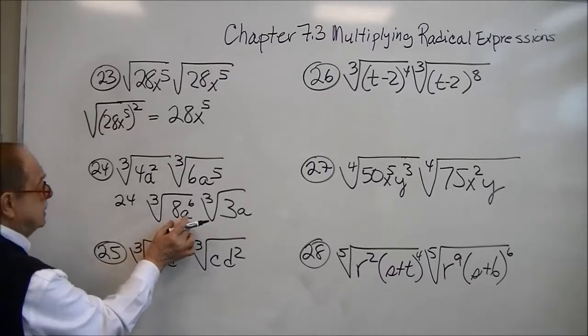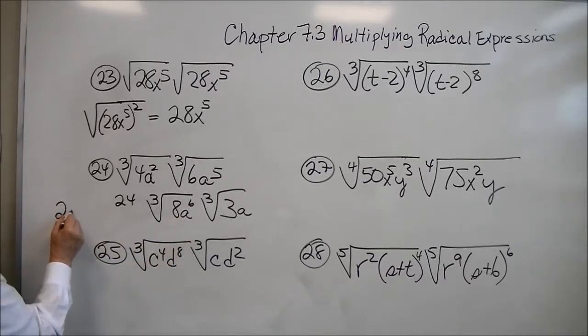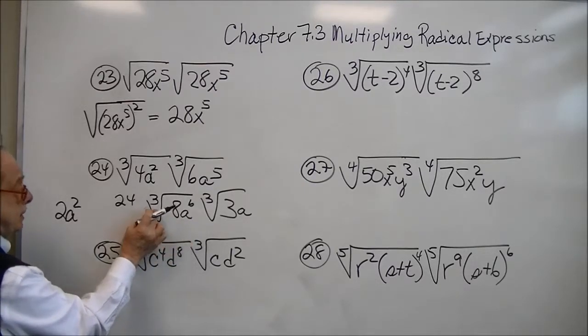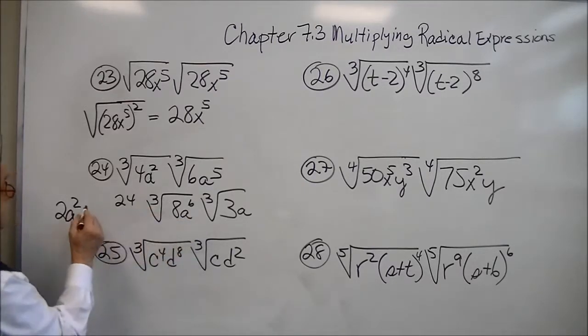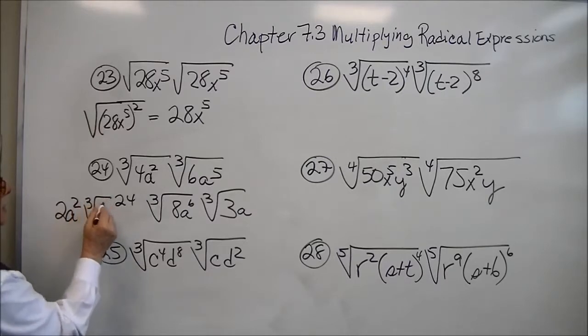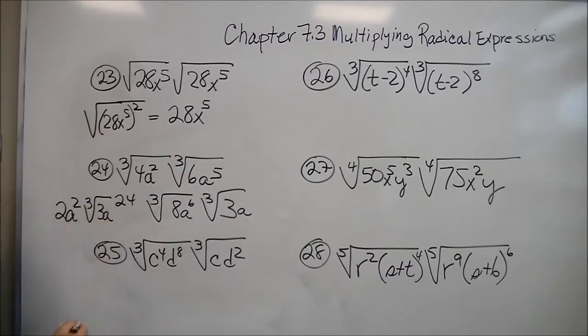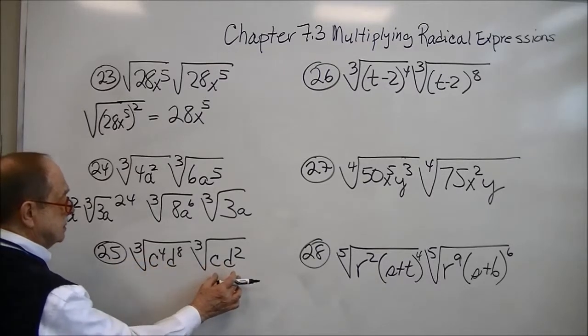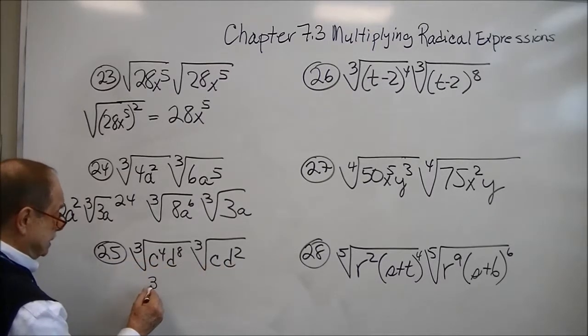So for this one, this is going to be 2a squared when we take the cube root of this, and then the third root of 3a. So again, we're combining a couple of our techniques here. And some of this you may be able to do mentally. So we're looking for perfect cube factors. Again, that same technique.